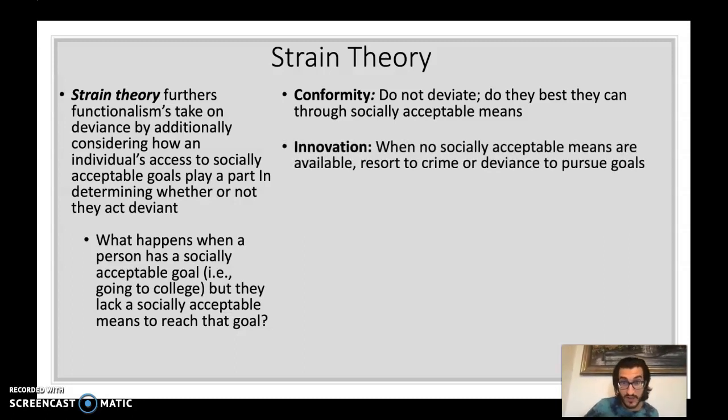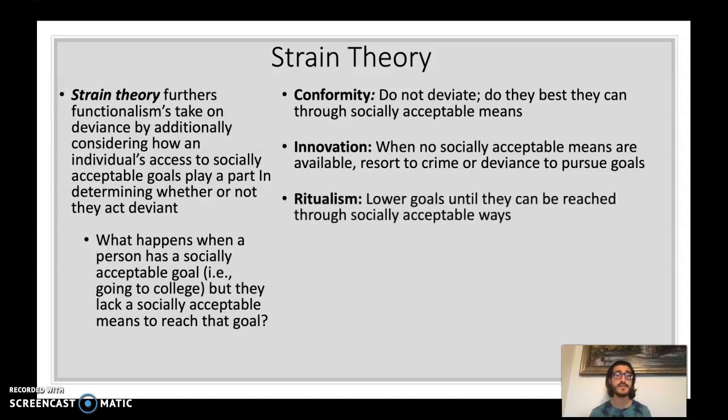Another option through strain theory is innovation. According to this perspective, when an individual has a goal, but they do not have socially acceptable means to achieve it, they'll resort to crime or deviance to pursue that goal. So very different from conforming. Conformists just go along with the flow, try to follow the status quo, follow normative behaviors, and just hope for the best. Innovators, on the other hand, are willing to get a little dirty. They're willing to be deviant, to engage in crime, or to break the laws in order to achieve this goal that they have. The third option is ritualism.